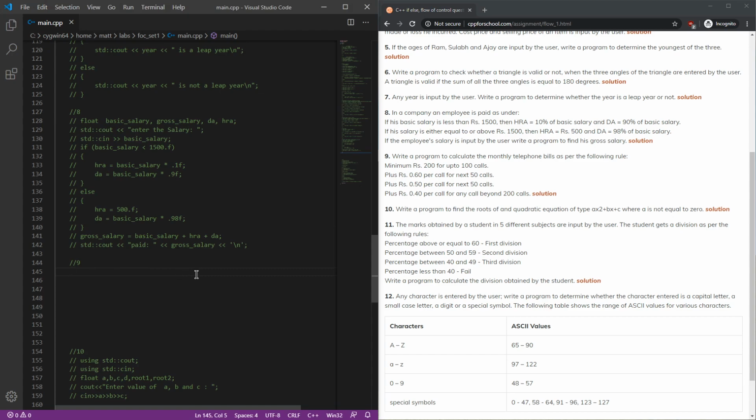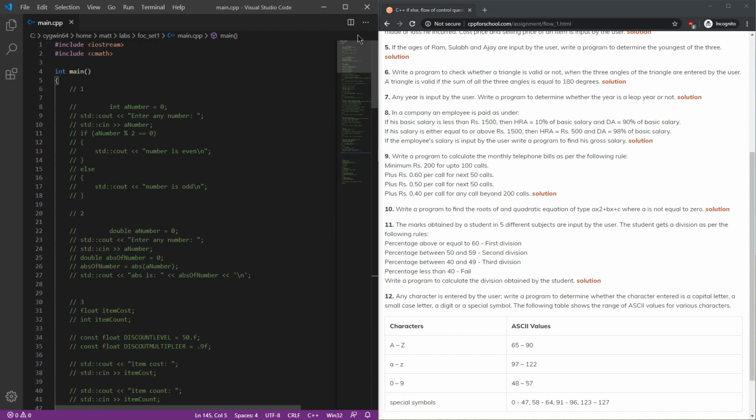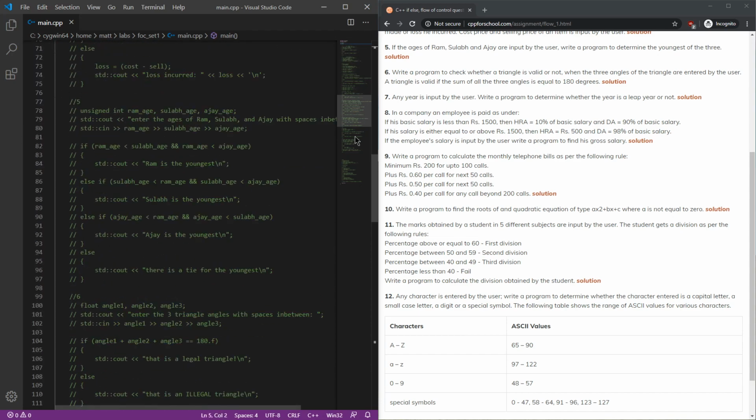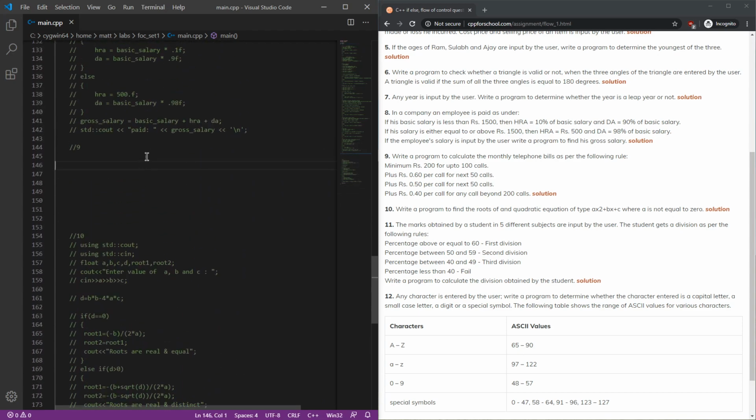We basically just want to calculate a telephone bill, and then we just need to follow this logic. For clarity's sake, this is just a main. I've just got everything commented out. There's nothing else going on until what we start typing here. Right at question 9. Write a program to calculate the monthly bills as per the following. So it looks like they're just getting billed per call, not per minute.